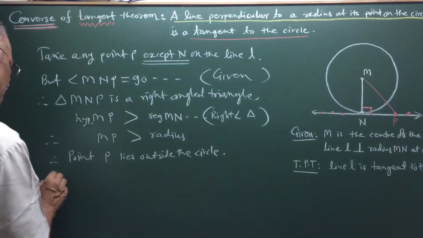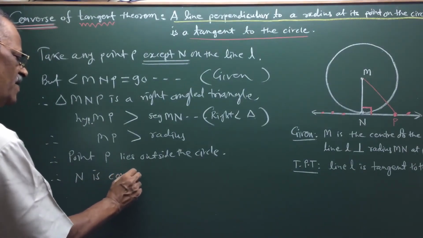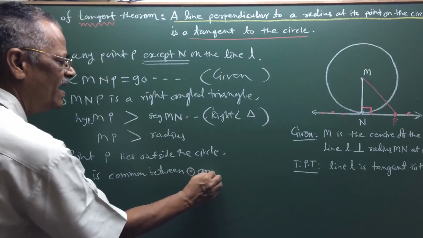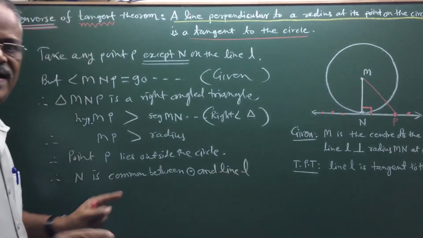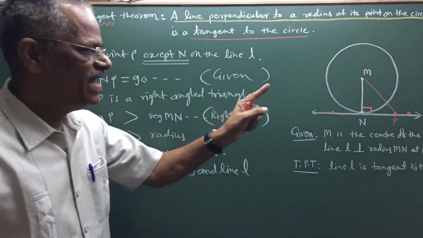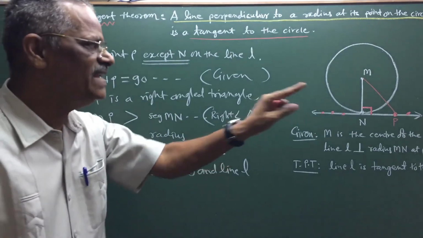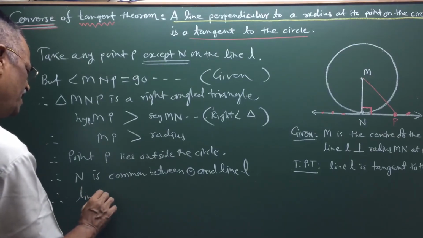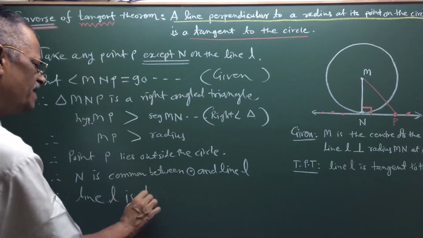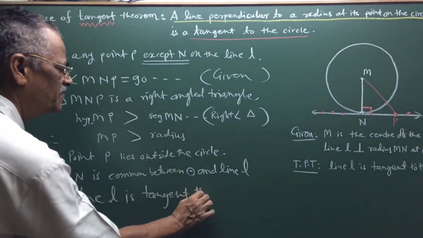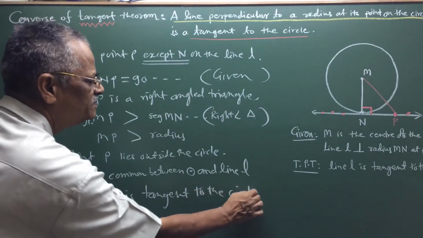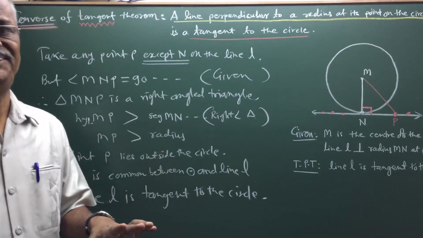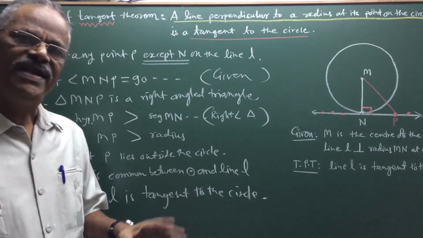Therefore you can draw the conclusion. Therefore N is common between the circle and line L. And if a single point is common there, N point is common there, so L is the tangent to the circle. Therefore, line L is tangent to the circle. We can draw this conclusion. This is known as the converse of the tangent theorem.